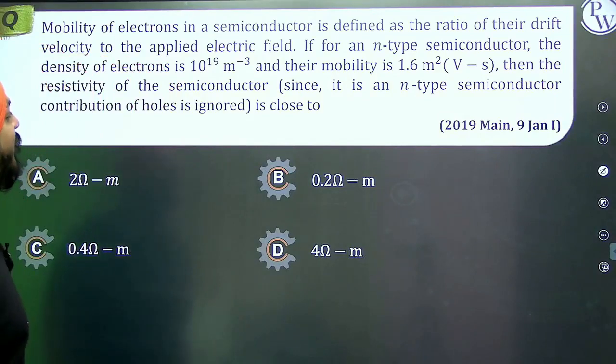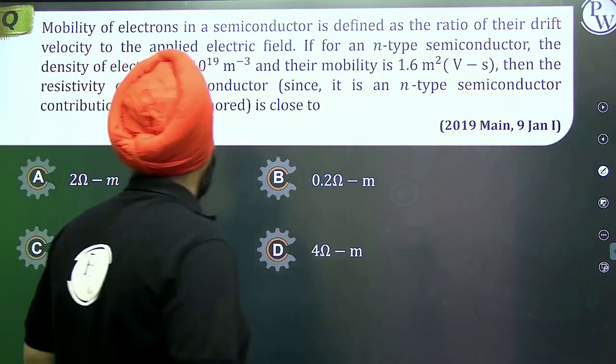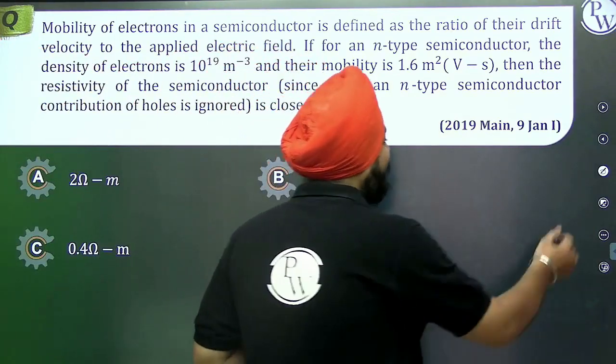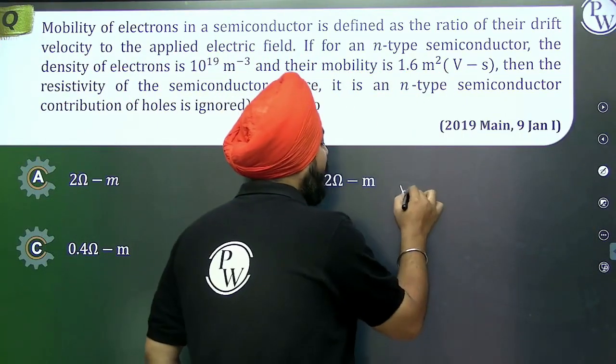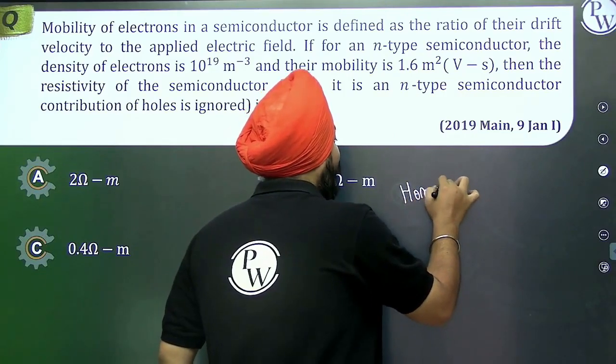Moving forward to the next question. Okay, don't worry. This is a homework from my side. This question is a very nice question based on mobility.